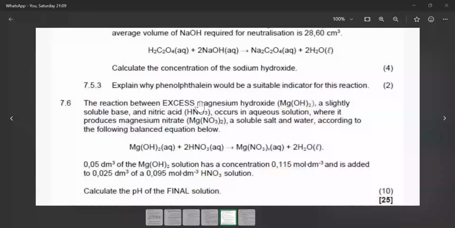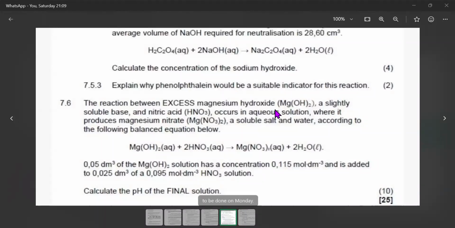Okay. Now they say to us 0.05 cubic decimeters of the magnesium hydroxide solution has a concentration of 0.115 mole per cubic decimeter. And this is added to 0.025 cubic decimeters of a 0.095 mole per cubic decimeter nitric acid solution. And now they're asking us to please find the pH of the final solution.